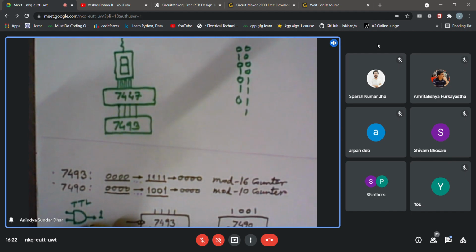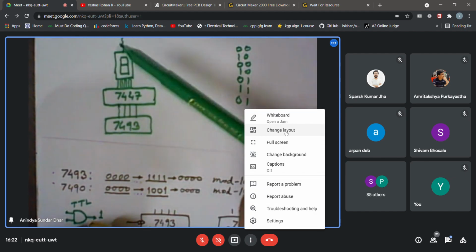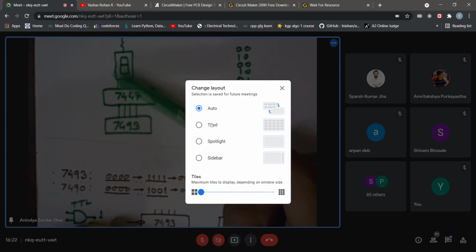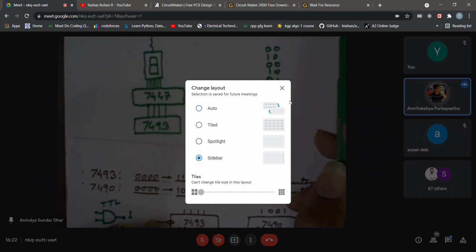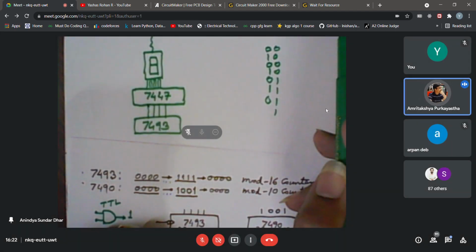Yes, you can see the current flowing through the system. I think you can see the display, right? So we can just feed the binary inputs from the 7493 to the inputs of the 7447 and check whether each digit is getting displayed.